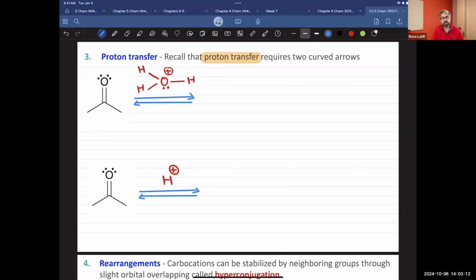Welcome back. Last lecture, I went through nucleophilic attack and also reviewed the leaving groups. Now I'm going to go through proton transfer, and also we're going to review the rearrangement. And we're going to start with the proton transfer.